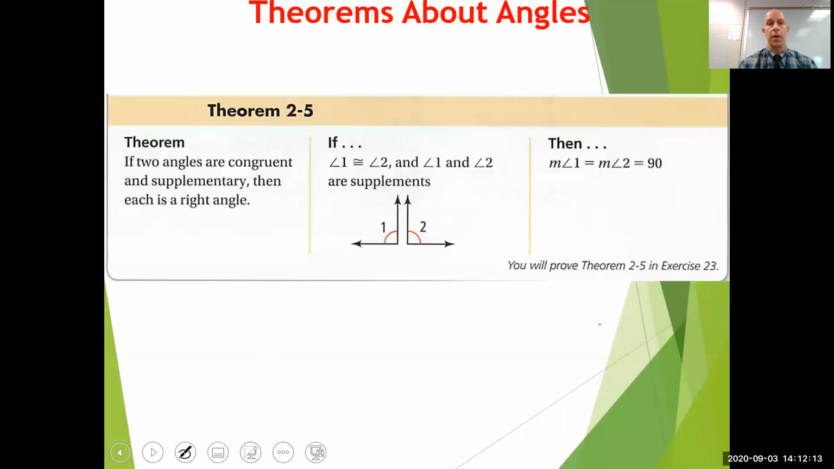All right. Oh, I forgot about this one. This is 2.5. If two angles are congruent and supplementary, then they have to form a right angle. They each are right angles. So this is theorem 2.5. If I told you that angle 1 and angle 2 are congruent, and I told you that angle 1 and angle 2 are supplementary, then those two angles have to each measure 90, which kind of makes sense. Basically we're saying both the angles have the same measure and they add up to 180. Therefore, they both have to be 90.